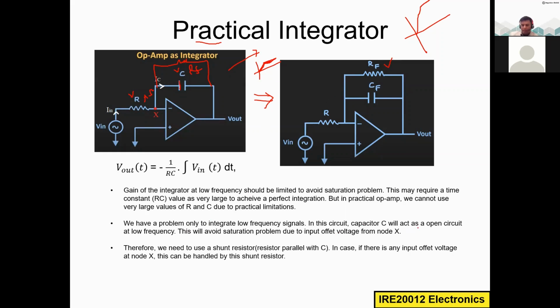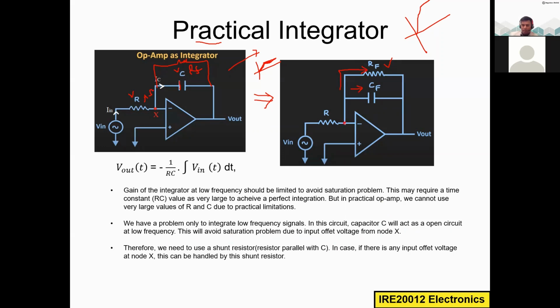Capacitor C will act as an open circuit at low frequency. That is why the problem is happening. Since we have this RF in parallel with the capacitor, the low frequency is not really charging the capacitor. Low frequency will pass through this RF. That is the reason we are adding this RF. This will avoid the saturation problem due to input offset voltage from node X.